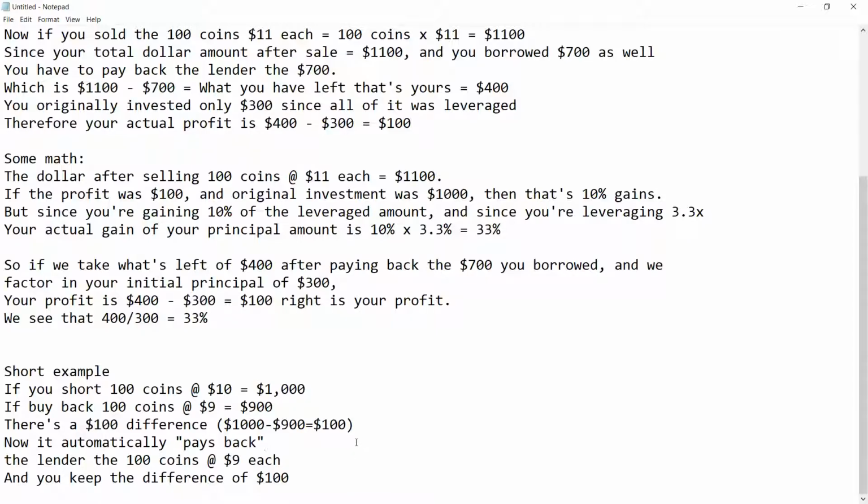Now it'll automatically pay back. When you close your position, it'll automatically pay back the lender the 100 coins that you borrowed from him or her, right? And the lender gets all of the coins back, right? All the coins back, but you only bought it for $9 each, right? And now you keep the difference of the $100, okay? Does that make sense so far, guys?